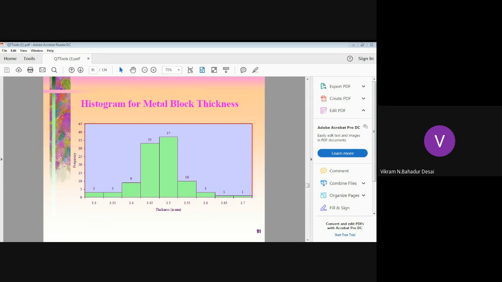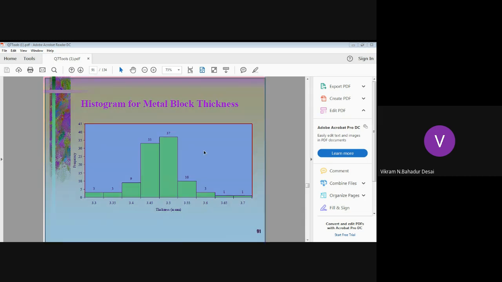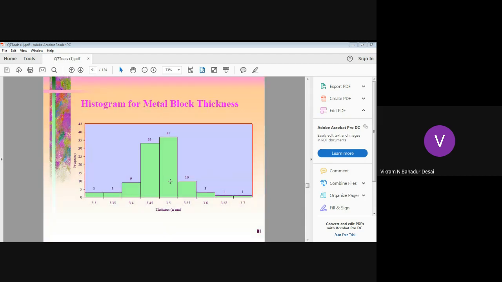Yes. At this thickness, 33 items are going to fall. At 3.45 thickness, 33 items are going to fall. At 3.5 thickness, if you measure, 37 items are going to fall. Right. So is that clear, this diagram? Yes, sir.